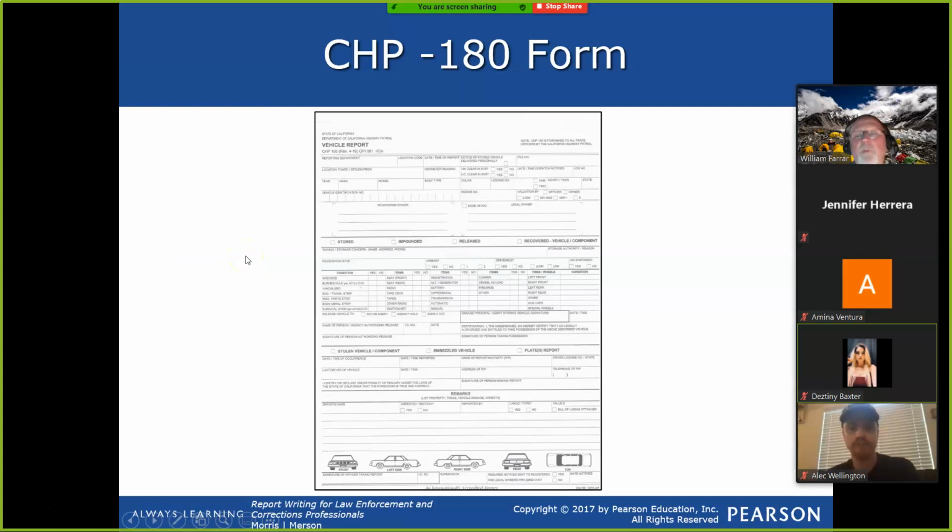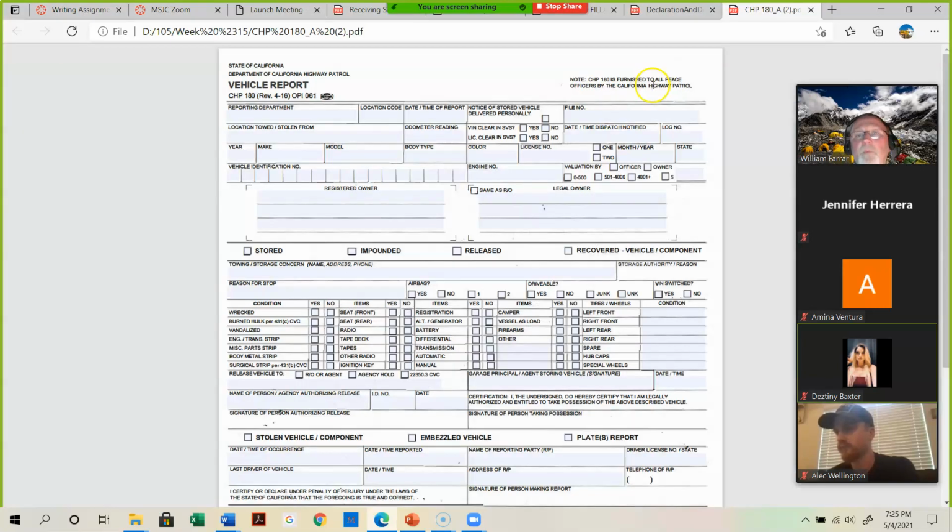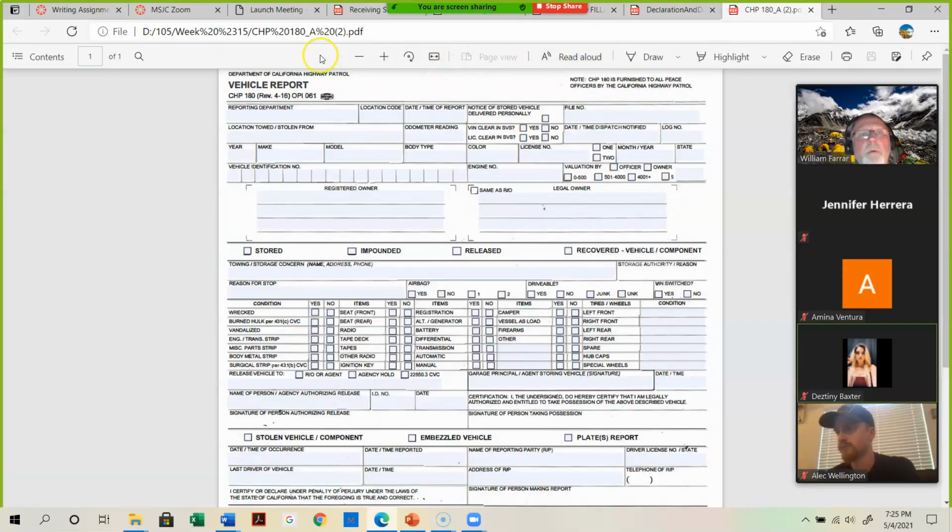If you've never seen what this form is, this is what you would fill out as an officer for a stolen vehicle. Kind of hard to see a little bit, but this is what they call a CHP 180. Let me see if I can just drop down here. Oh, here we go. This is a closer look at what a CHP 180 is.